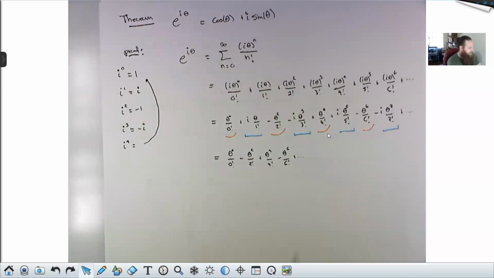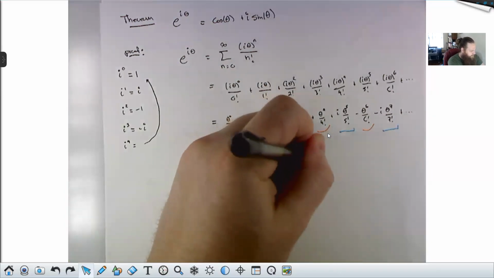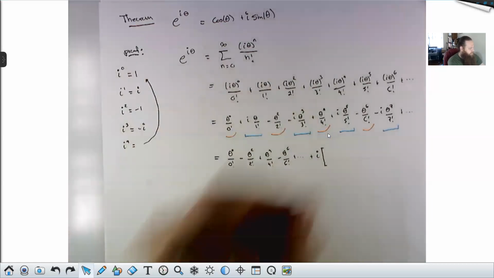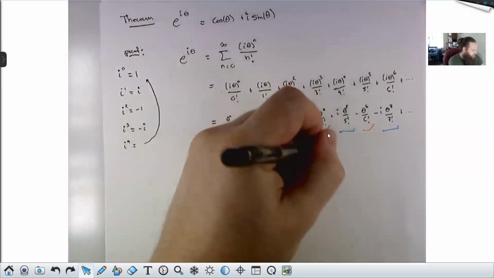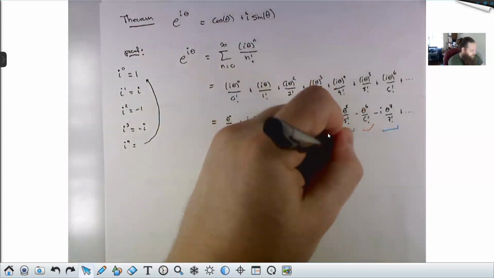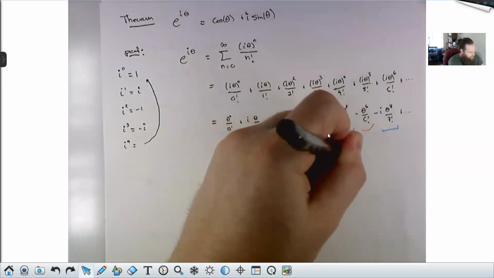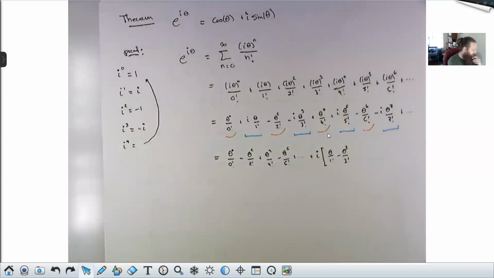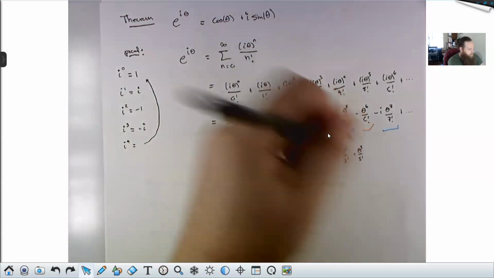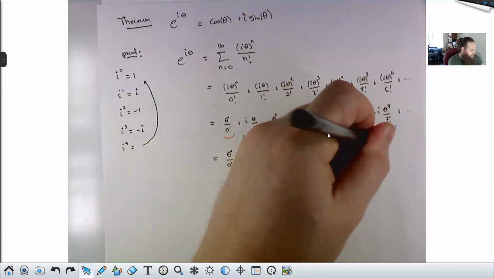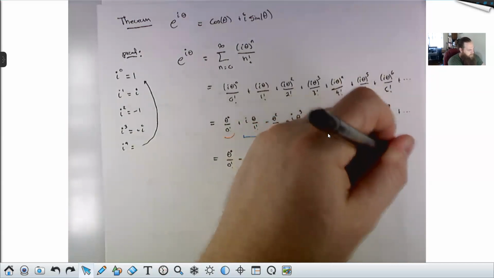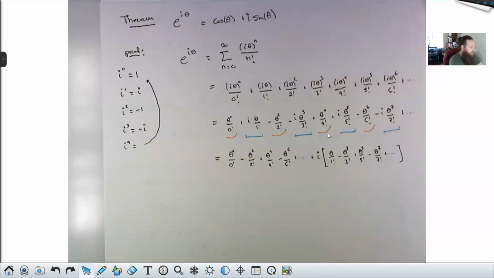And then the terms that have i's in them, I'll factor an i out. And what would be left is theta over 1 factorial minus theta cubed over 3 factorial plus theta to the 5 over 5 factorial minus theta to the 7 over 7 factorial, and so on. The next term would be plus theta to the 9 over 9 factorial.